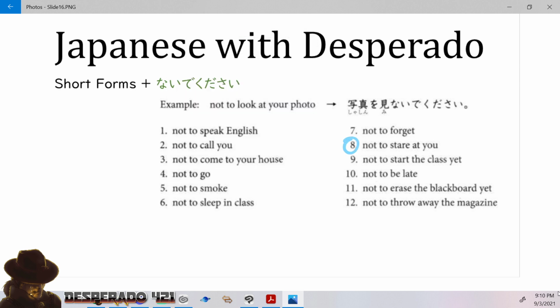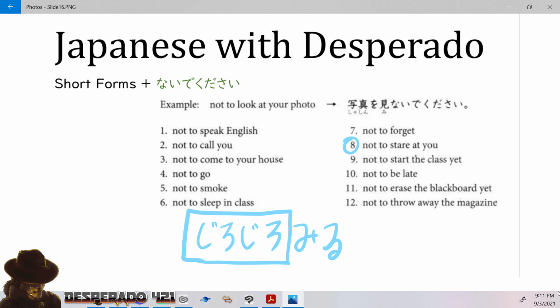All right. So next, I don't think we've learned to stare. Nope. And this is actually really a funny one. It's jiro jiro miru. Jiro jiro is an onomatopoeia in Japanese. It's the sound used to describe somebody that's intently staring at you. I think I probably heard that before in anime too.